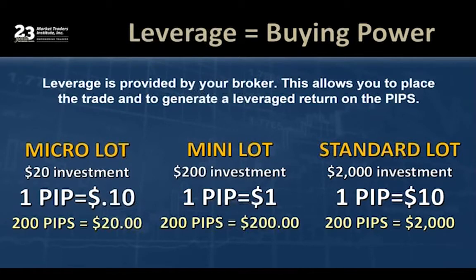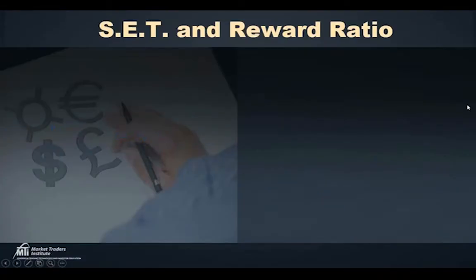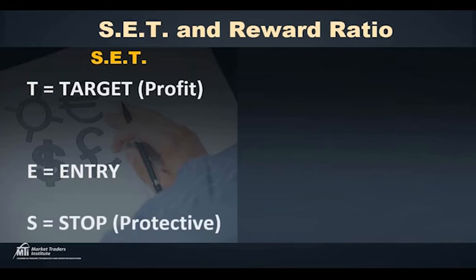So one of the strategies you always want to make sure that you apply when you're going forward is something called set and reward ratio. Hopefully you're familiar with these, but I just want to do a quick review. SET stands for stop, entry, target. So the entry is the price you get in at. The stop is protection. In case the trade goes against you, you want to have what's called a protective stop, just to make sure you don't have large losses. And the target, that's where you're going to. That's the profit zone. That's where you want to go to, okay?